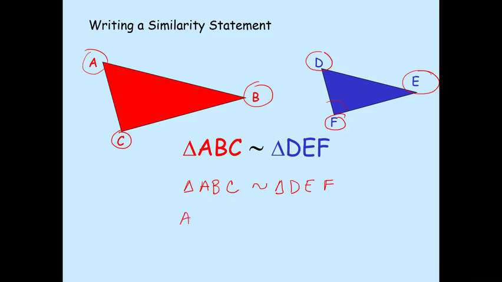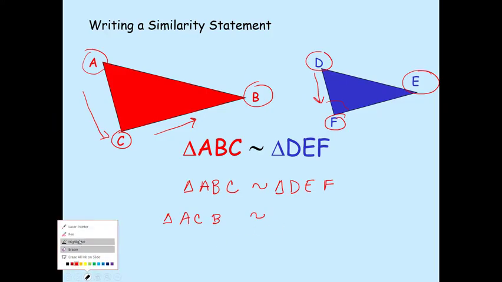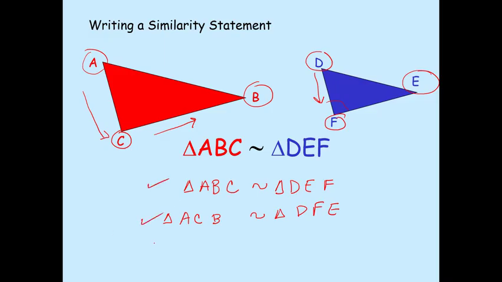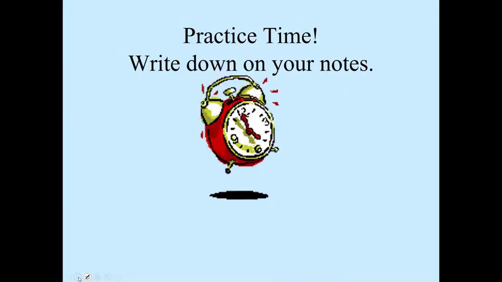Now, another way you could have written this is triangle A, C, B is similar to triangle... Now, notice if I go A, C, and over to B, I've got to do the same thing. D, and let's get rid of this. We needed a triangle, and I wrote an A. Okay, triangle D, F, E. This is also correct. So either one of these statements here would work for a similarity statement.